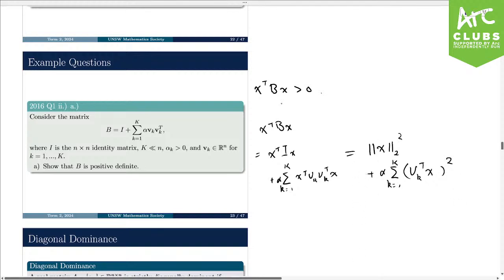And we see that x transpose Bx is just the sum of a bunch of positive numbers. So this must be strictly larger than 0. We don't have the equality here because x is non-zero, so this will also be larger than 0.